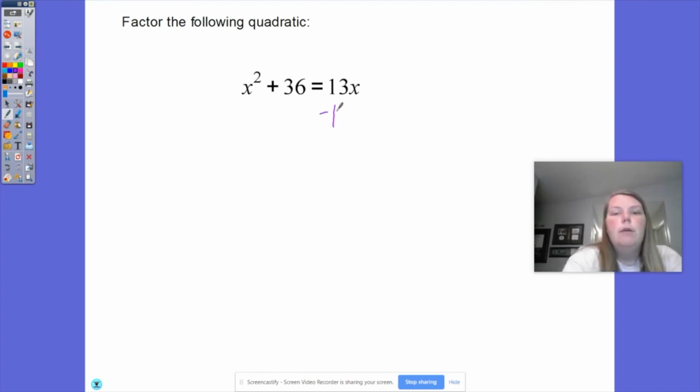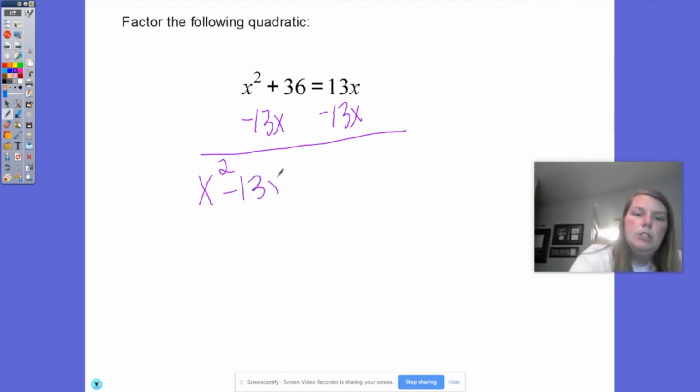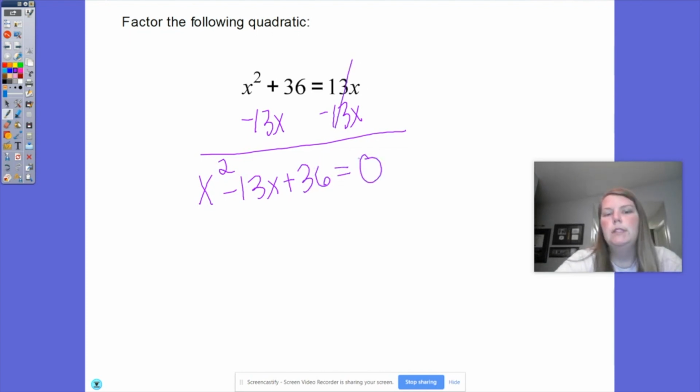So the first thing I want to do is move over this 13x to the left-hand side. And I'm going to write this in standard form. So our squared term comes first. And then negative 13 or x term is going to come next, plus that 36. And now that these 13x's are gone, it does equal 0.